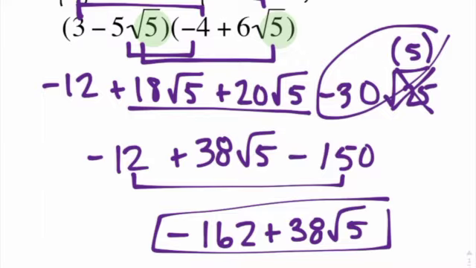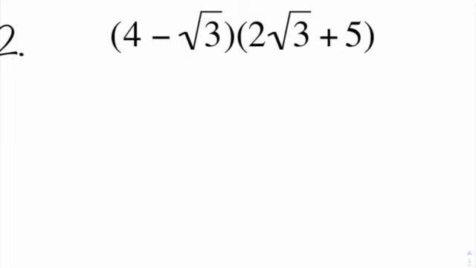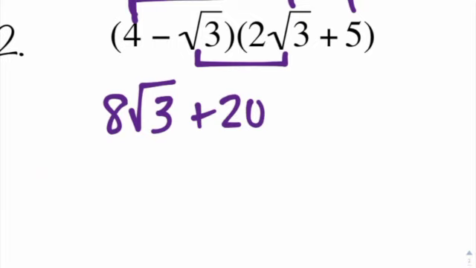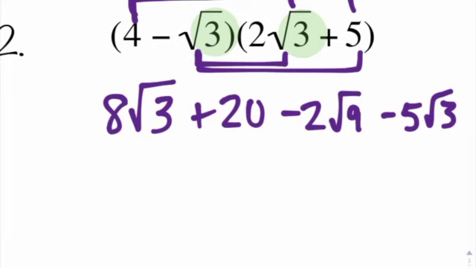So we'll try another one. Double distribution here. 4 times 2 radical 3 is 8 radical 3. 4 times 5 is 20. Okay. Negative radical 3 times 2 radical 3 is negative 2 radical 3. Oh, sorry, I didn't even see. Sorry, negative radical 3 times 2 radical 3. Remember that what's inside the radicals can be multiplied, so that's not negative 2 radical 3. That's 3 times 3, which is 9. And then finally, negative radical 3 times 5 is negative 5 radical 3.